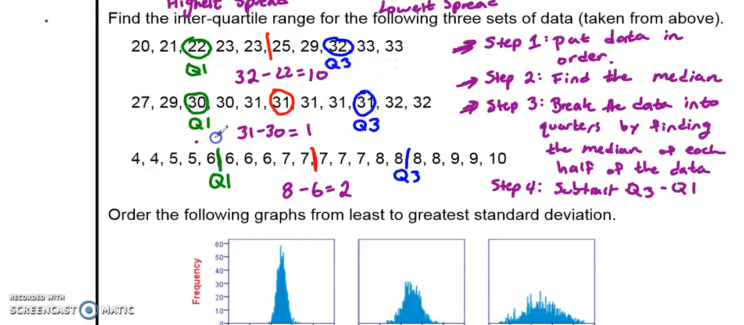And after we did that, we can kind of tell that, hey, this second example here has a very, very low spread. It's very consistent. With outliers like 27 and 32, the range we're left with is just 1.